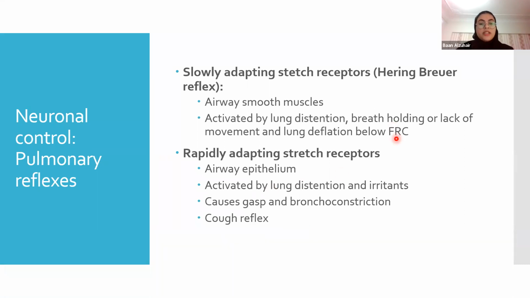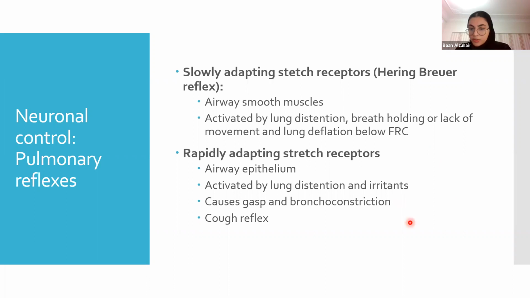Also, something I didn't mention here, the Hering-Breuer reflex. The Hering-Breuer reflex is what I explained. It's when you hold your breath for too long and the inspiration stops and you start expiring or exhaling air. That reflex is called the Hering-Breuer. And it also works for lung deflation. When you breathe out way too much air and you stop at one point, you cannot breathe out anymore. Your body stops you from breathing out anymore and it starts inspiration. That's also called the Hering-Breuer reflex.